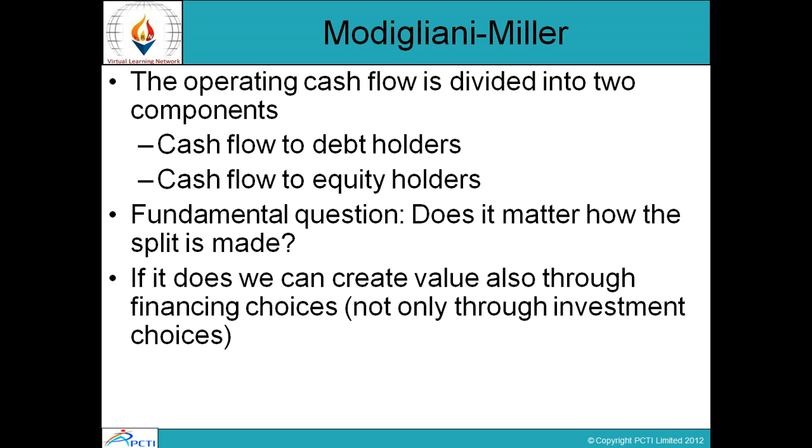The operating cash flow is divided into two components. Number one, cash flow to debt holders. Number two, cash flow to equity holders. Fundamental questions: does it matter how the split is made? कि इनको split कैसे किया जाए? If it does, we can create value also through financing choices, not only through investment choices.